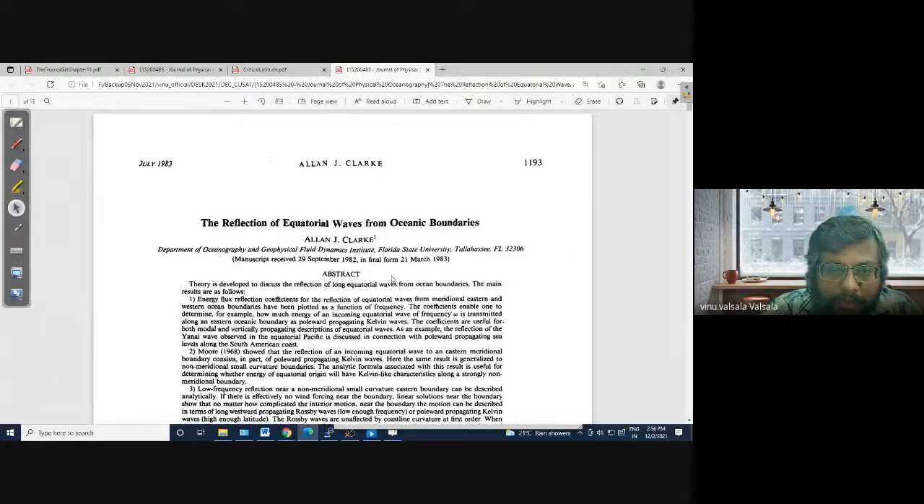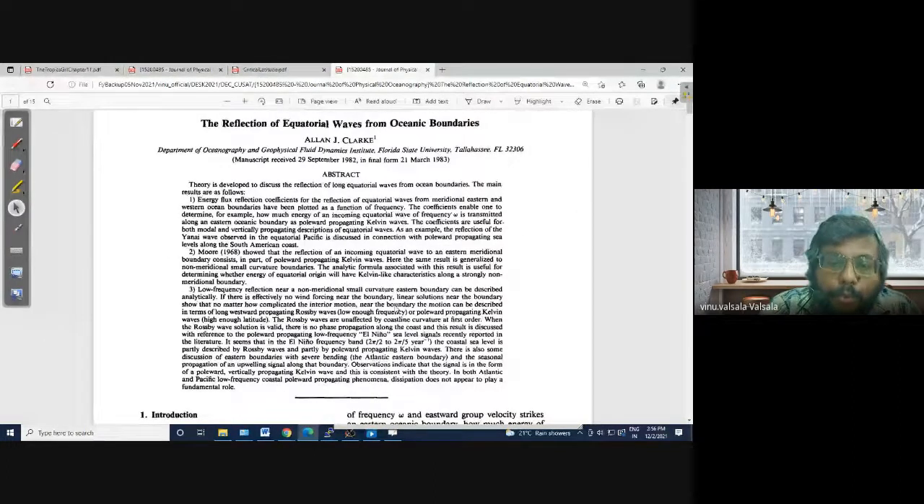It's a very nice classical paper, highly cited, describing how the reflections are established when the wave hits the eastern and western boundary. They give the proof of why a Kelvin wave has to reflect as a Rossby wave as well as a coastal Kelvin wave, and why a Rossby wave reflects as a Kelvin wave at the western boundary, and what happens to all other waves, for example, mixed Rossby gravity waves. Suppose one hits the coast, what happens to it? So all the reflection criteria that we are going to study here.